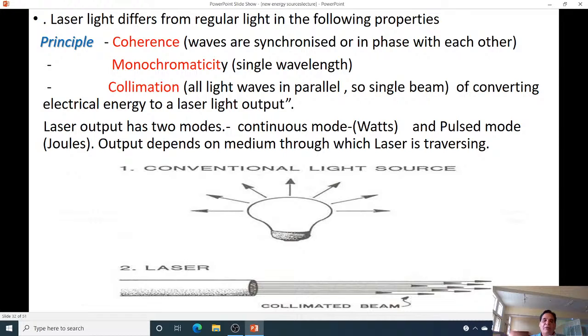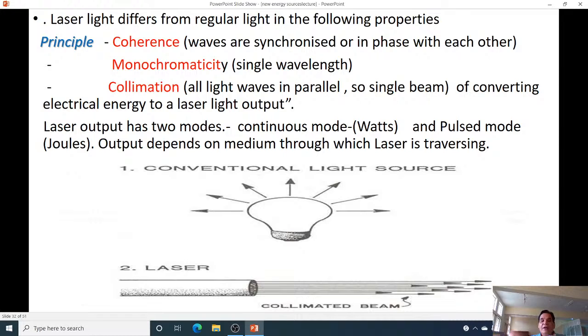The source of energy is again electrical energy. What we are doing now is electric energy is converted into laser. In our old system, electric energy is converted to heat. Here it is a laser light output. Again, it has two modes. One is continuous mode, another is pulse mode. Continuous mode is in watts, pulse mode is in joules.